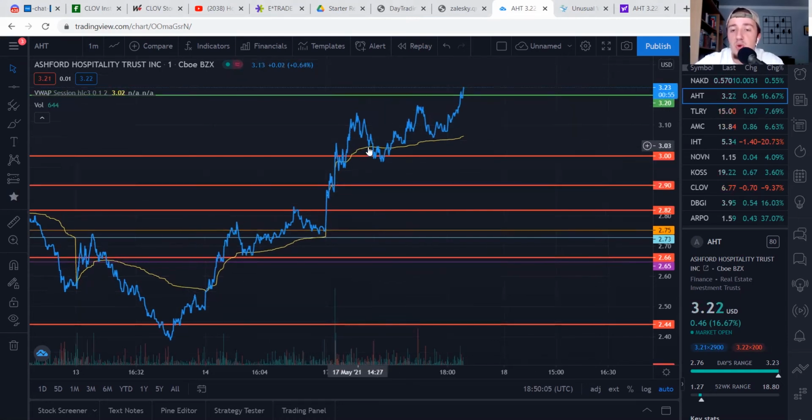After that, we battled with $3. We held $3. We got above VWAP, and now we are breaking above this 3.20 resistance. If that holds, we could be seeing a 3.40 test by the end of the day.